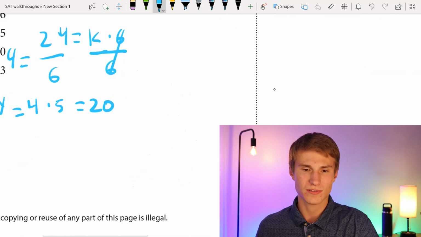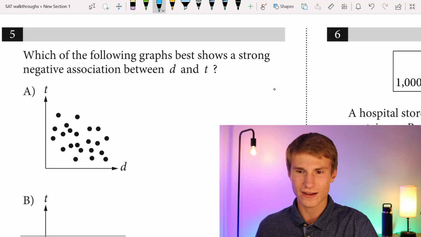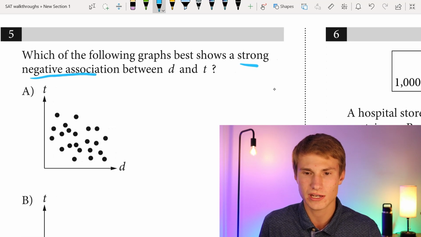All right, moving on to number 5 now. So we've got which of the following graphs best shows a strong negative association between D and D.